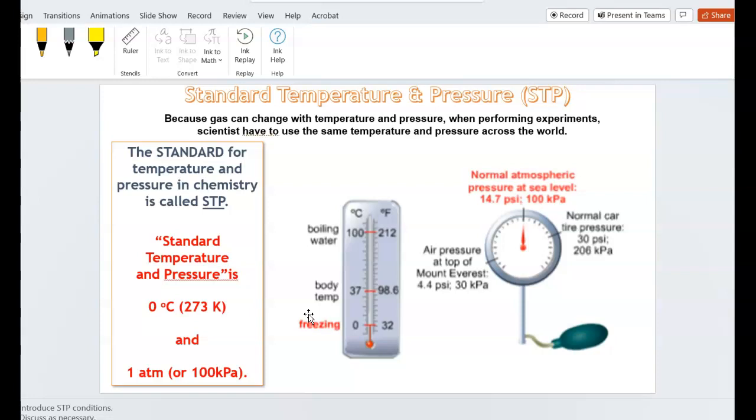At STP, standard temperature is 0 degrees Celsius or 273 Kelvin. Standard pressure is 1 atmosphere. But again, that's just background information for now. We will deal with those numbers and use them in calculations in our next unit. For now, I just want to introduce it because you will see STP in the problems just to say, hey, we're at STP, so you could use molar volume and it's going to work.